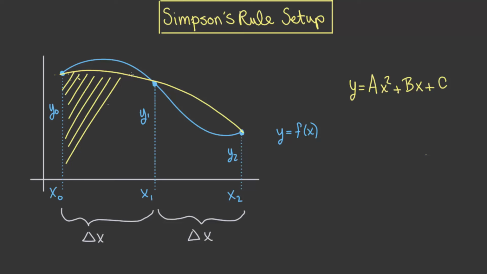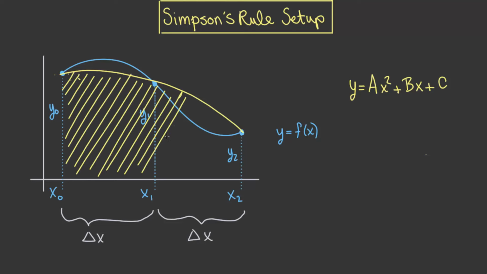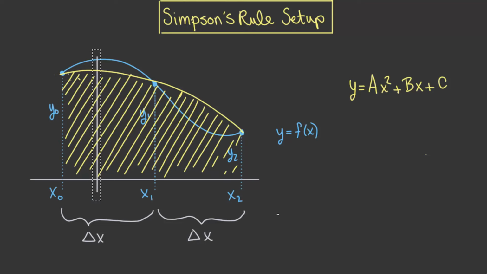Now, since the area under this parabola doesn't actually depend on the x-coordinates, we can translate it to the left or the right, and we won't change the area. In order to simplify your calculations, we're going to let x0 equal negative h, x1 equal 0, and x2 equal h. This symmetry is going to help you greatly in the problems that follow.